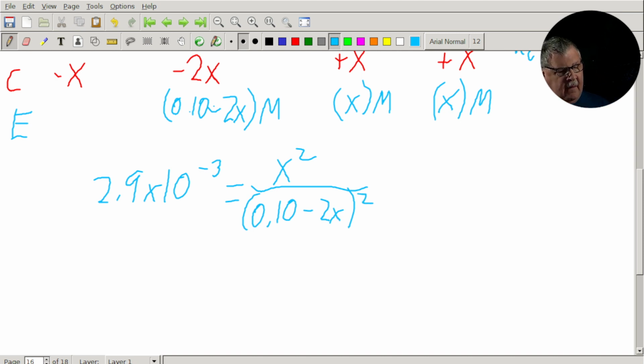Now, we can't approximate here. X is going to be too large. We can test that by dividing 0.1 by 2.9 times 10 to the negative third, and we get a quotient of less than 100. So we've got to do something else. Do we have to do a quadratic, though? We could do a quadratic and solve this that way. Is there a way out of doing the quadratic with this one?